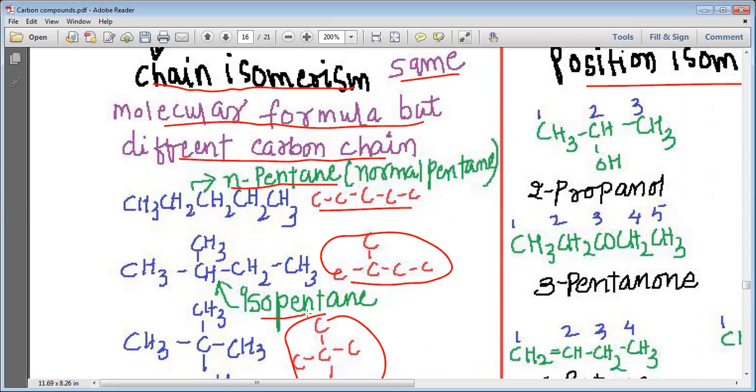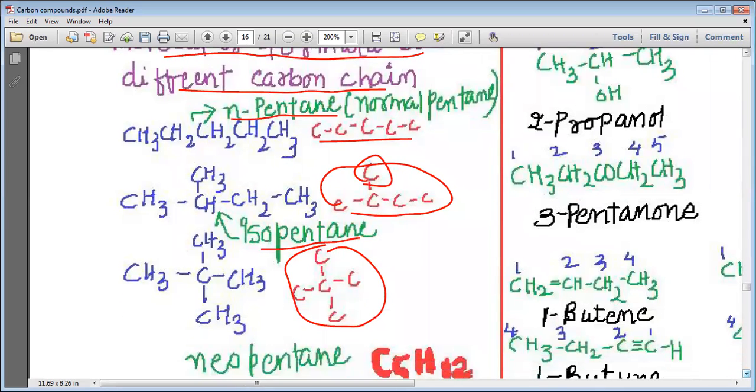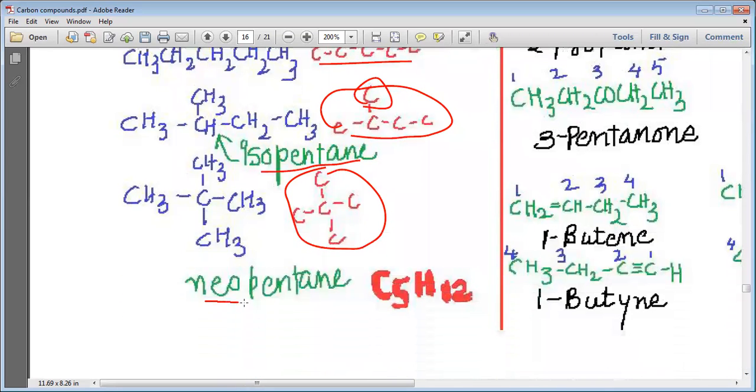Then you have another compound which is known as isopentane. This isopentane has one carbon out of its line or out of its sequence. And then, my dear students, if we look at the third arrangement, which is known as neopentane, three carbons are in a straight line and another carbon is attached to this.